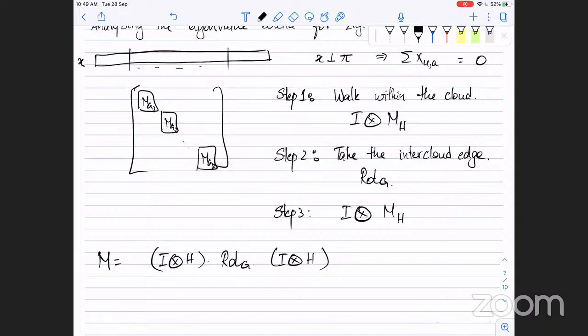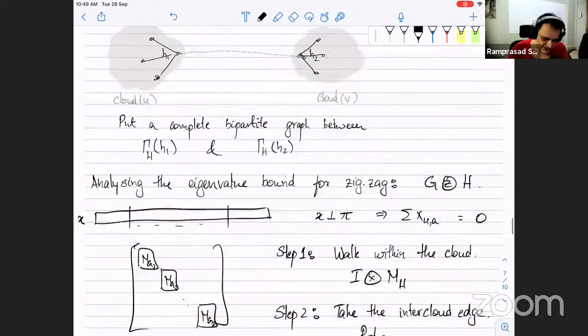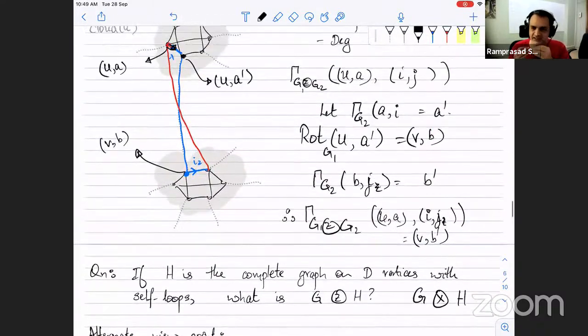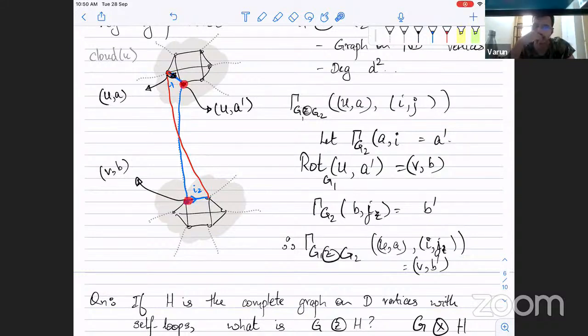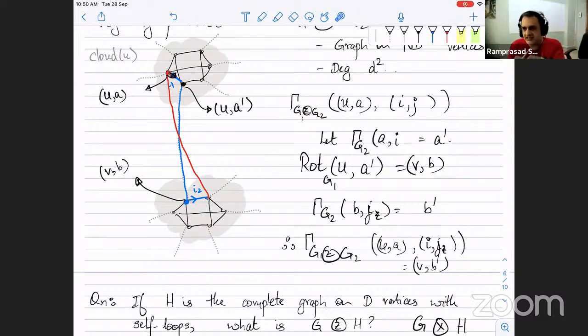What happened in step 2 again? So step 2, notice that step 2 is completely determined. You have no choice here. That is, if you were at this vertex at the beginning of step 2, at the end of step 2 you will be in this vertex. Because there was a single intercloud edge emanating out of that vertex, and that's what you were forced to take. So if X was putting a certain mass here, that mass is now present at this vertex.